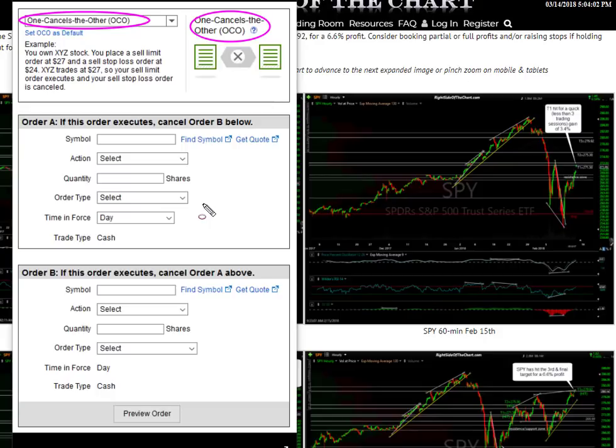So what it allows you to do, and we'll use an example here. The most recent trade we had just closed out on Right Side of the Chart on the SPY. We'll look at that and see how you could have used this tool to your advantage. Before I get into that trade, the benefits here are twofold. First and foremost, there's the time constraints.